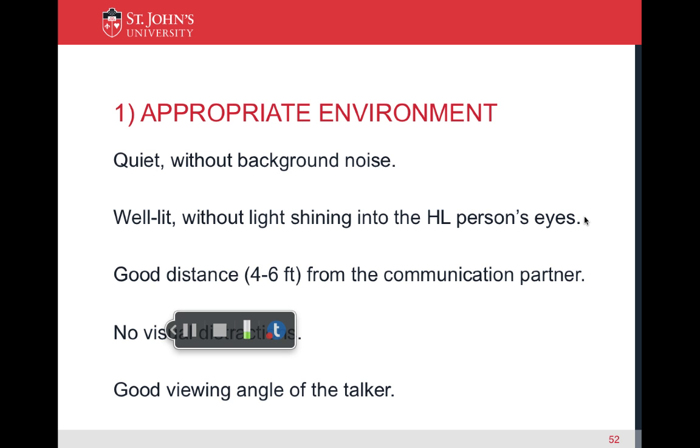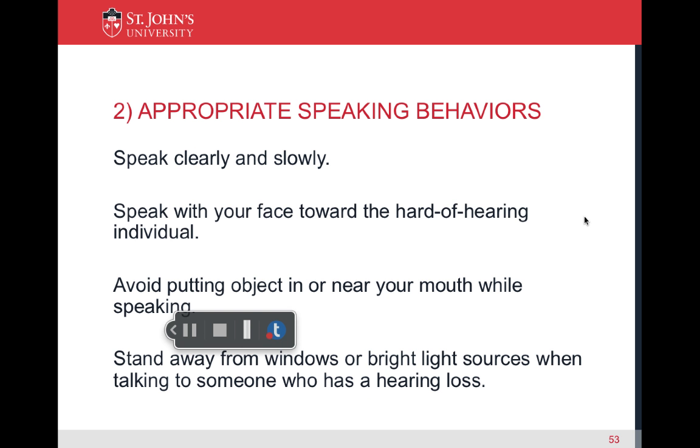So the person with hearing loss should be able to see your face well, because your face is going to give away a lot of the message. You want to stand with a good distance from the communication partner, no visual distractions, and a good viewing angle. So a quiet, well-lit background where the patient can clearly see you.